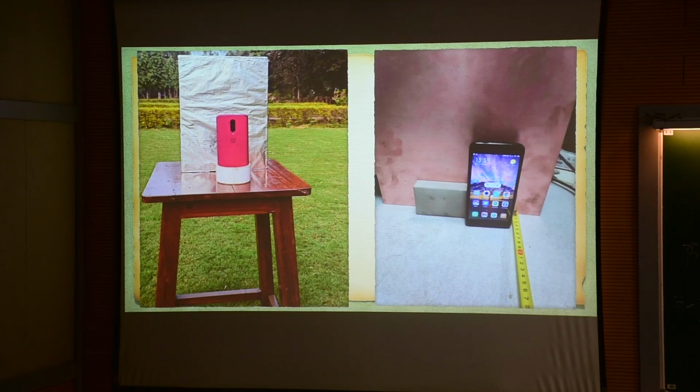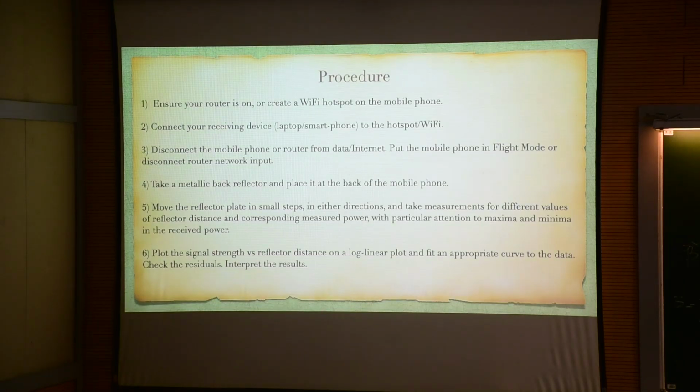So this is the basic simple setup. And what is the procedure? So first we need to create a hotspot. Okay, and then we have to connect to the receiver using that hotspot.